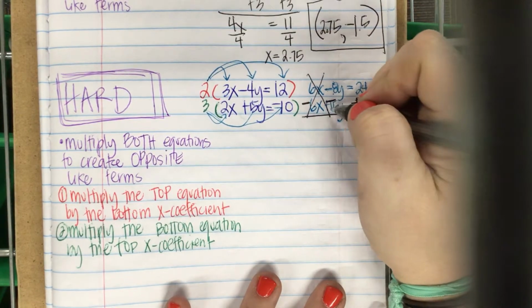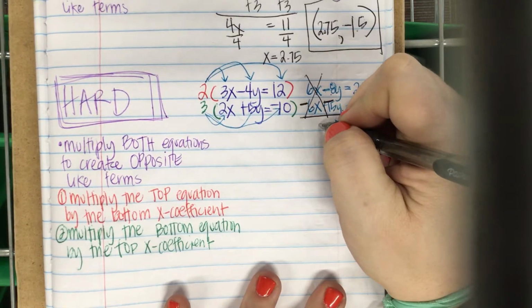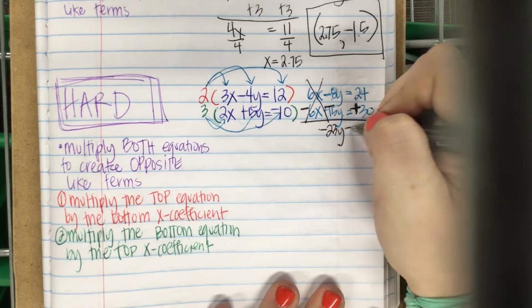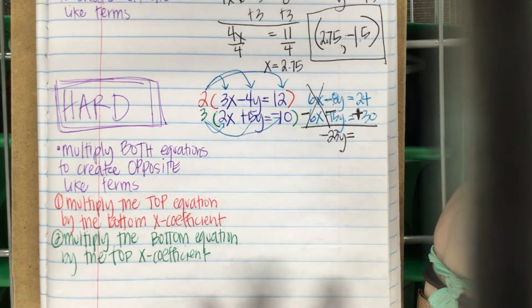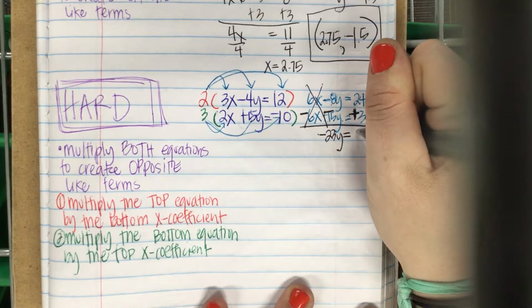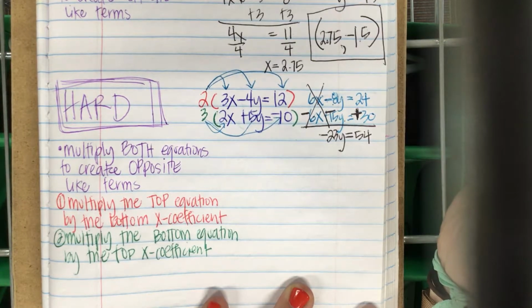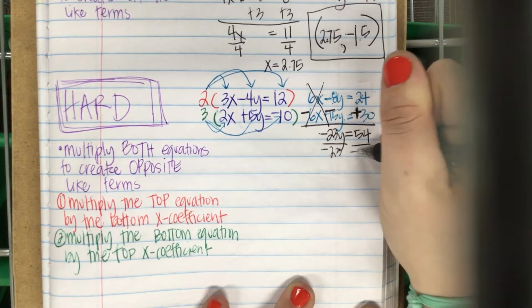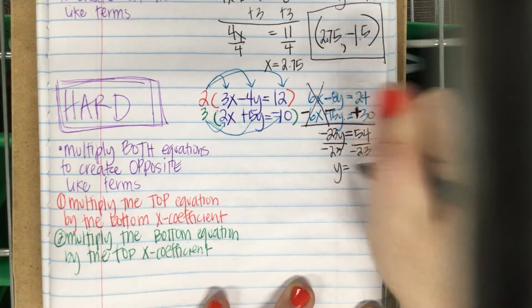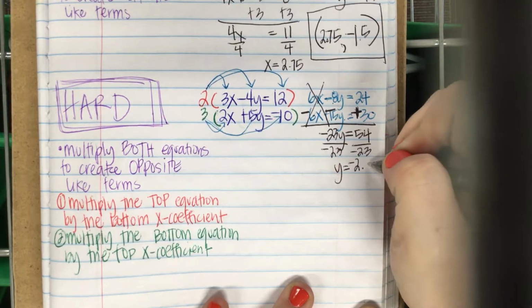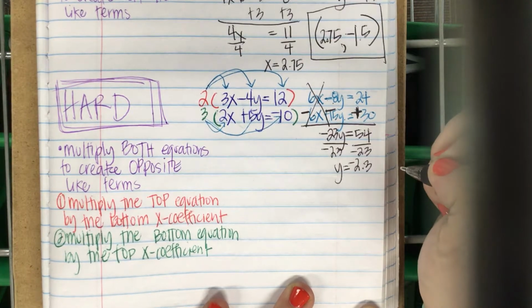Negative 8y minus 15y is negative 23y. You're going to have decimals. It's okay. This is what happens when Mrs. Long just makes up math problems. 24 plus 30 is 54. What's my next step? Divide by negative 23. Y equals, you have to round. Negative 2.34. So 3.5. Yeah. Or 3.